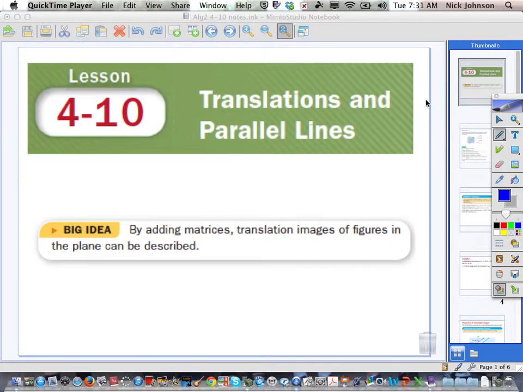Lesson 4-10, Translations and Parallel Lines. The big idea is that by adding matrices, translation images of figures in the plane can be described.